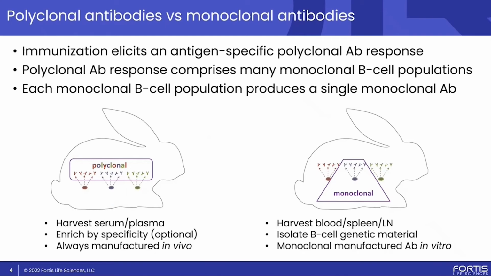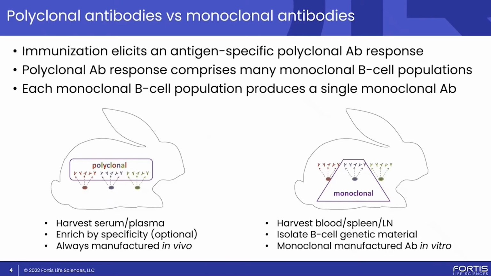So if you're trying to make a polyclonal antibody, your material that you're harvesting is either serum or plasma, which contains the antibody itself. You can enrich for the specificity that you're looking for by affinity purifying on the protein or target of interest. You can even refine that specificity by absorbing out specificities that you don't want. One of the key things about polyclonal antibody production is that it always takes place in vivo. So anytime you want to make that polyclonal, you have to go back to animals, re-immunize and reharvest serum or plasma.